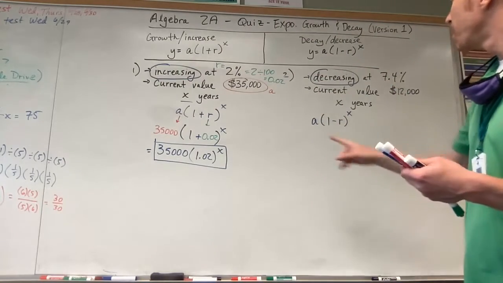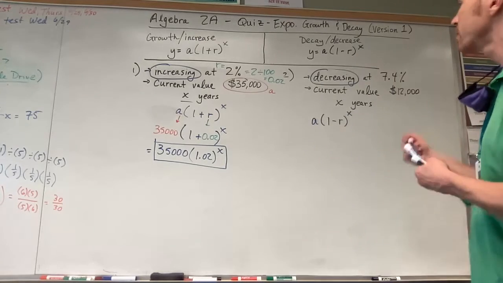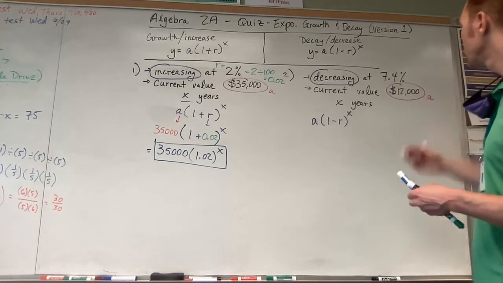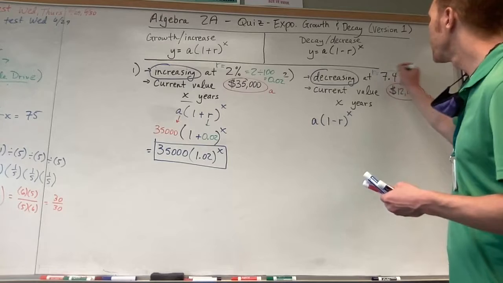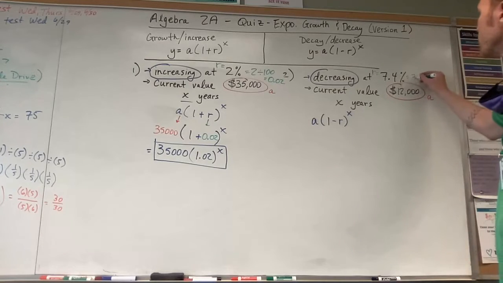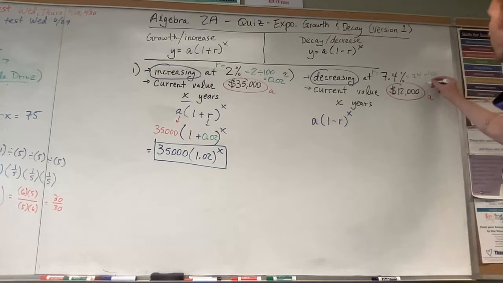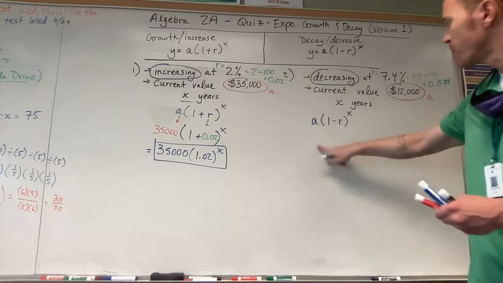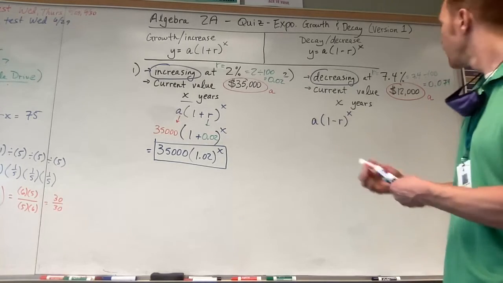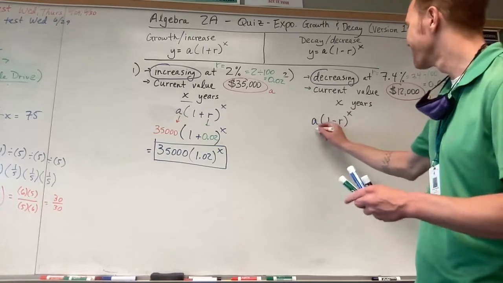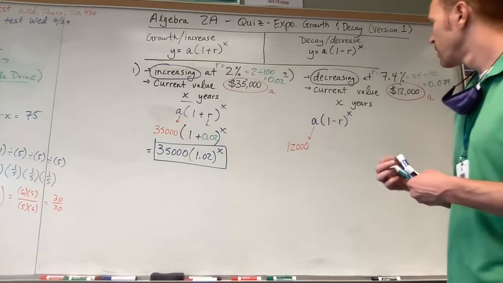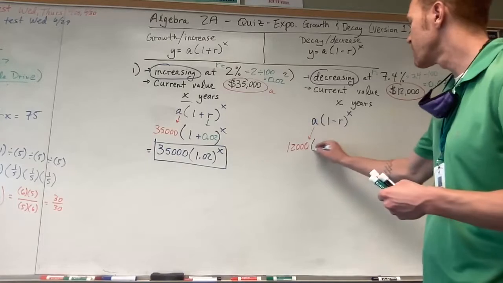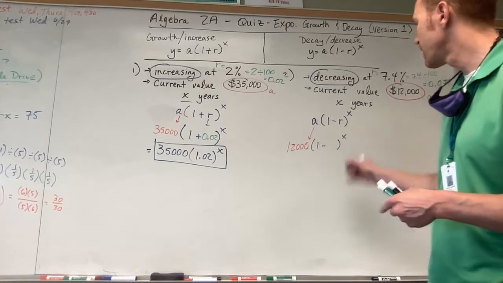So let's see here. a is going to be our initial value, what we have right now. So that's going to be the 12,000. And r is the rate, the percent. So that's the 7.4, but we want that in decimal form. So we can divide by 100 if we want. That's a quick way to get your decimal, 0.074. I just have to put those numbers into the equation. So a goes into the expression as 12,000. We're still going to have the parentheses with a 1. We're going to subtract that decimal. I'll fill that in here in a moment.